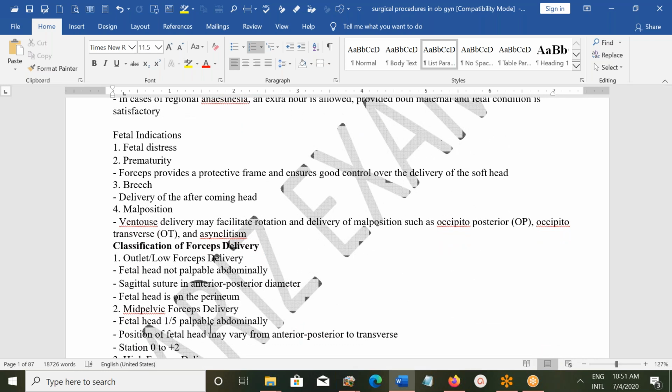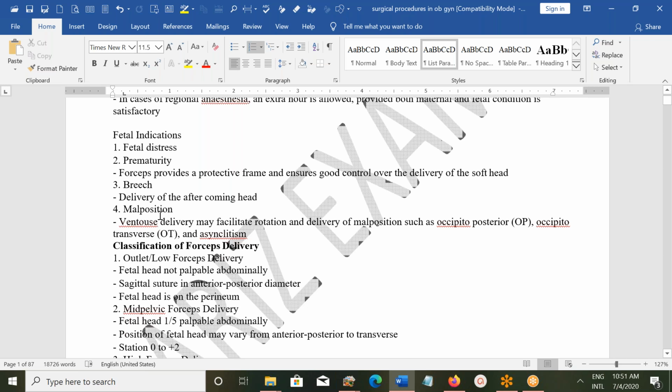Fetal indications include fetal distress and prematurity. Like the forceps, they provide a protective frame and ensure good control over delivery of the soft head. Now you know that vacuum can also be applied if the period of gestation is up to 32 weeks. Don't apply vacuum if the period of gestation is less than 32 weeks, otherwise you can apply it. Then in cases of breech presentation going for assisted vaginal delivery, you can apply the instruments for the delivery of the aftercoming head.